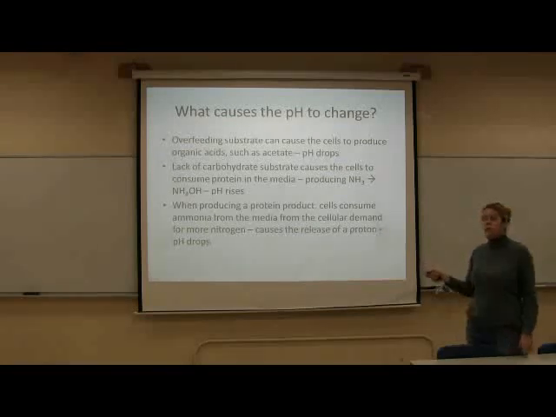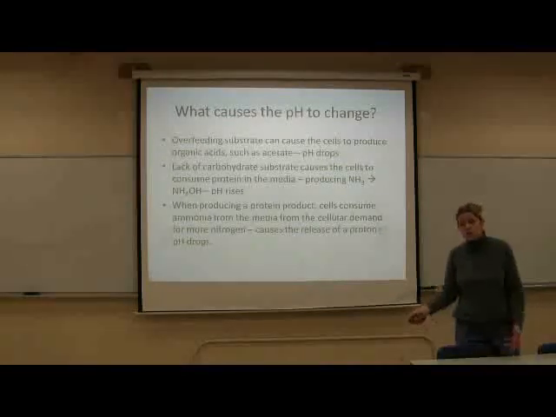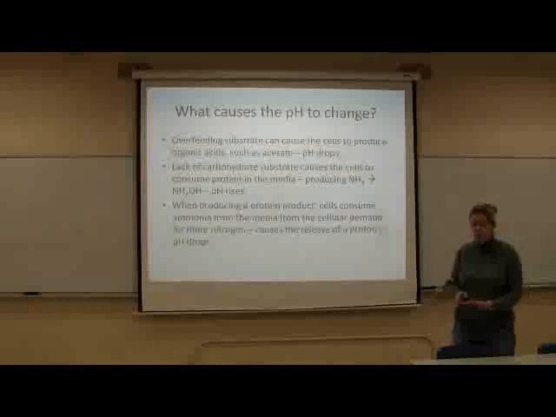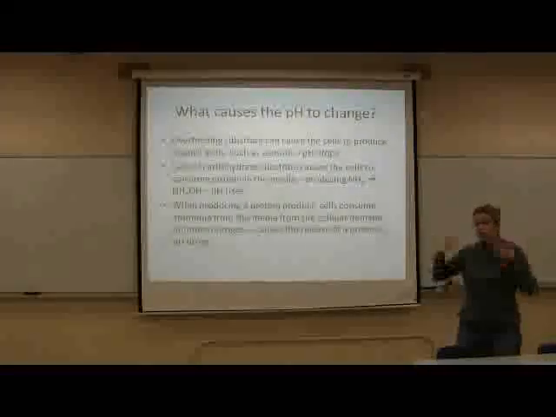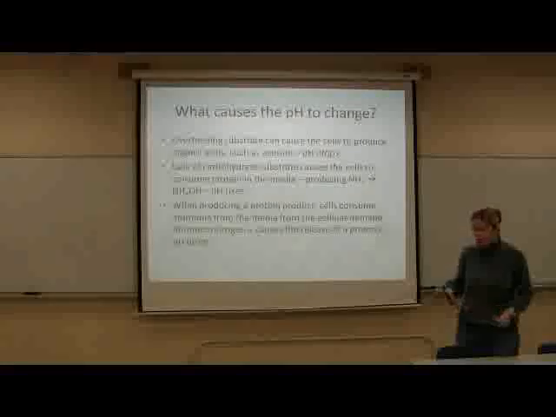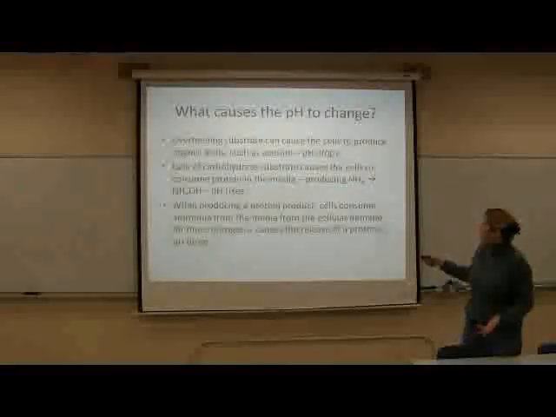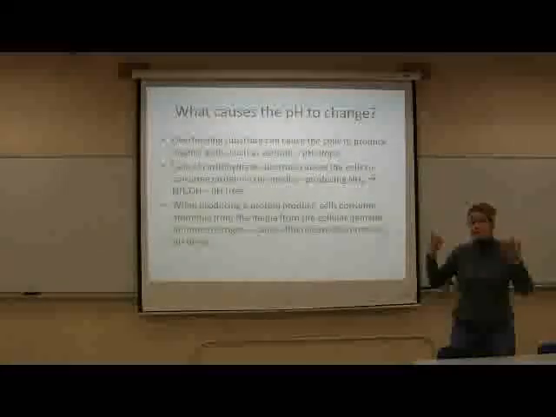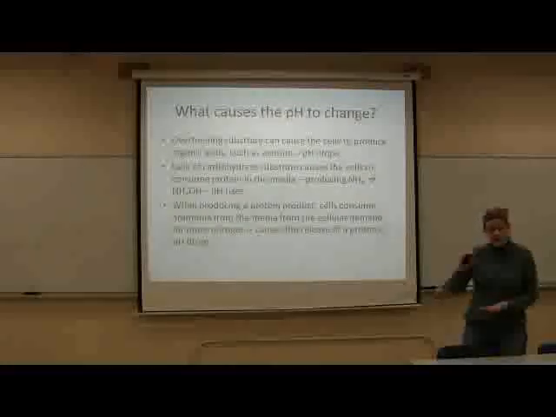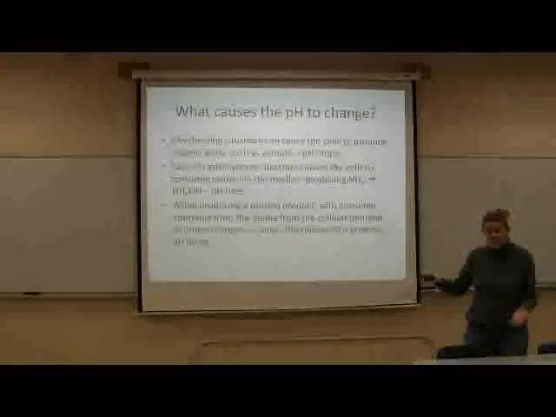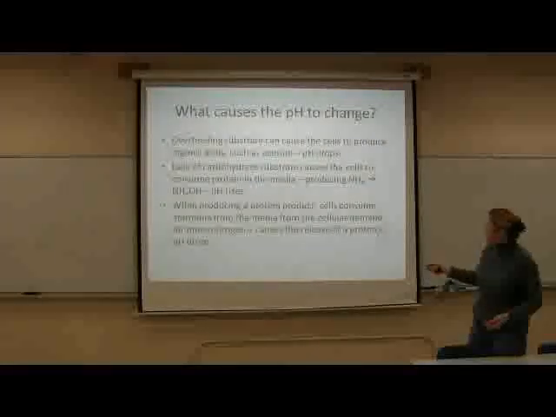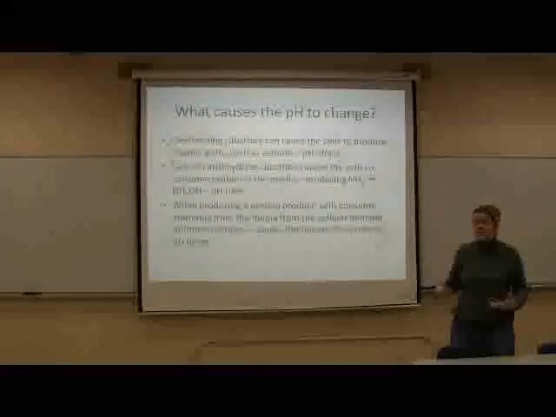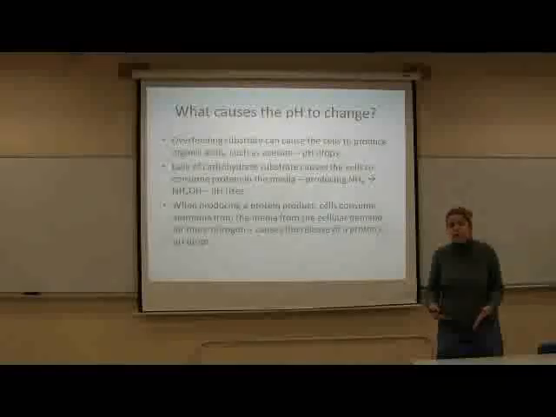Okay, so the pH will go down when organic acids are produced. That happens, for example, when you overfeed the substrate. It's going to start producing acetate. This is just an overflow system of the bacteria, and it's going to produce these organic acids. The pH will drop, and you want to maintain the external pH, so you have to add a base under those circumstances.